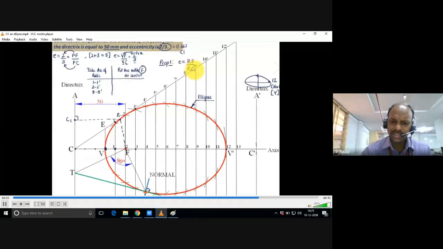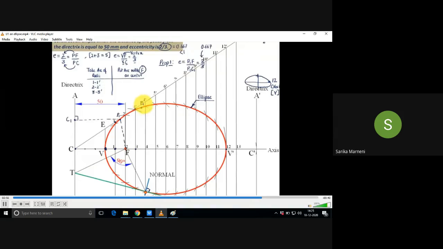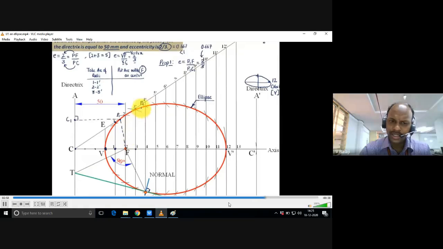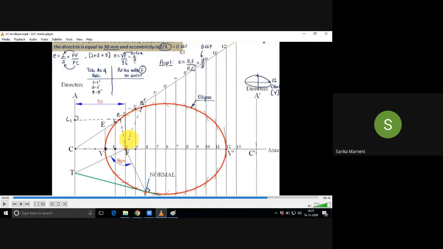Sir, which pencils do we need to use to draw the normal and tangent? Normal and tangent you can directly draw with an HB pencil, dark. Yes, sir.